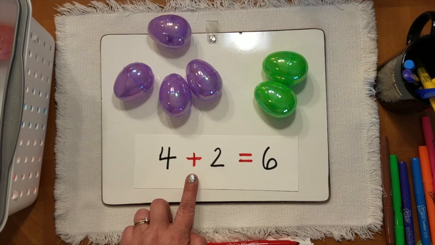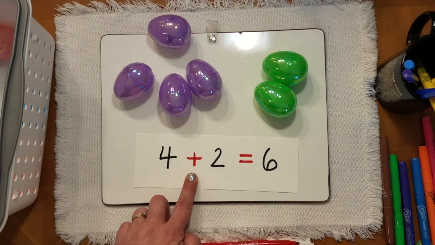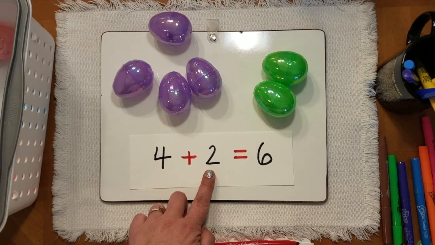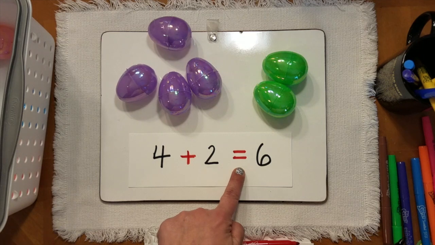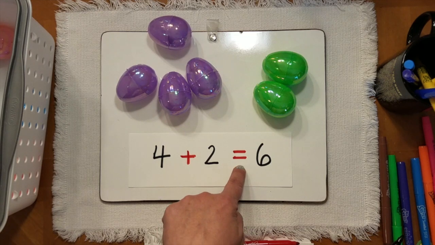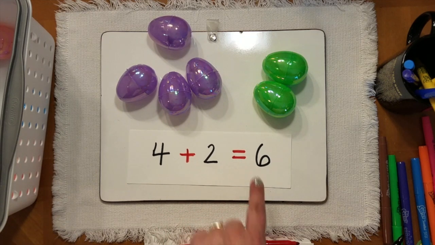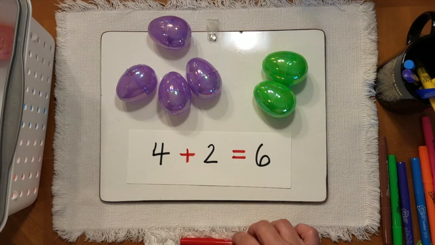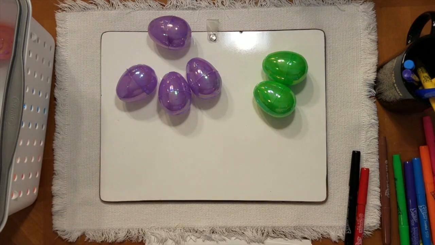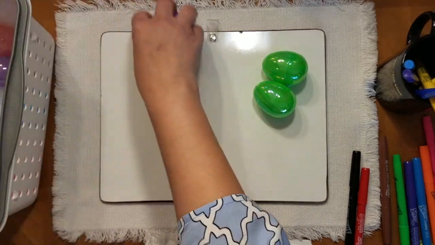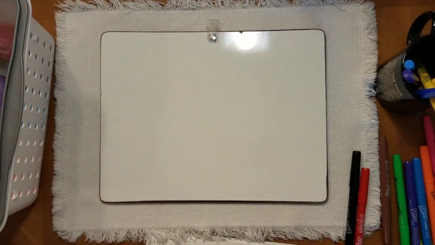4 purple eggs add, plus, or and 2 green eggs equals, makes, gives us a whole number of 6 eggs in our basket. All right, let's take that one away. Let's see what else Miss V's got in here.